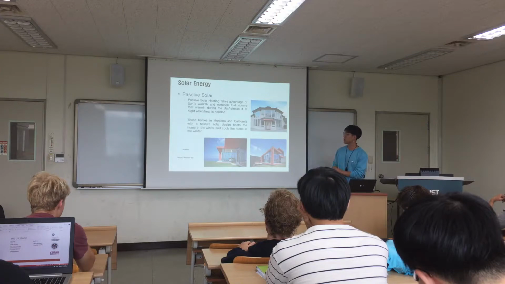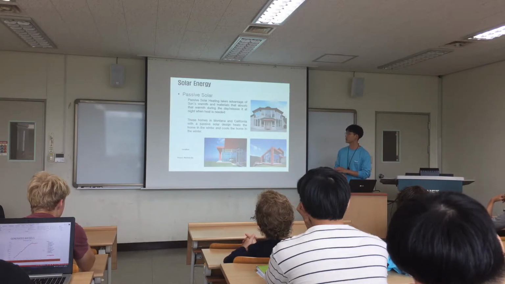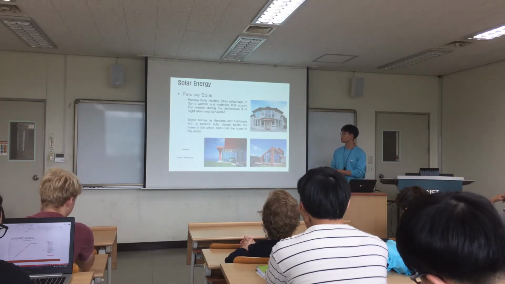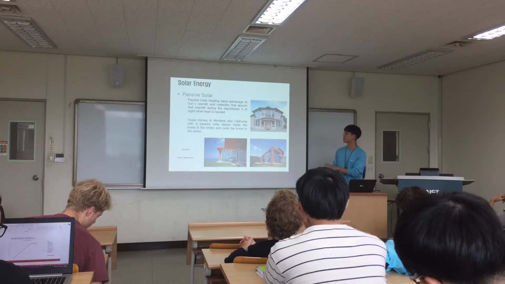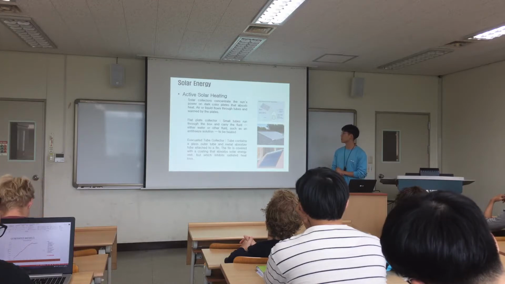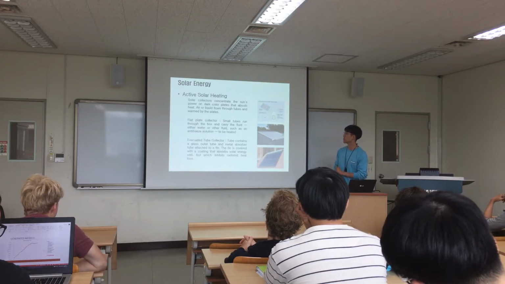But the most key design point is to locate the house in a place where there is lots of sun, and the placement of windows is also important to heat up the household. The next thing is active solar heating. There are some components to get solar energy from the sun.